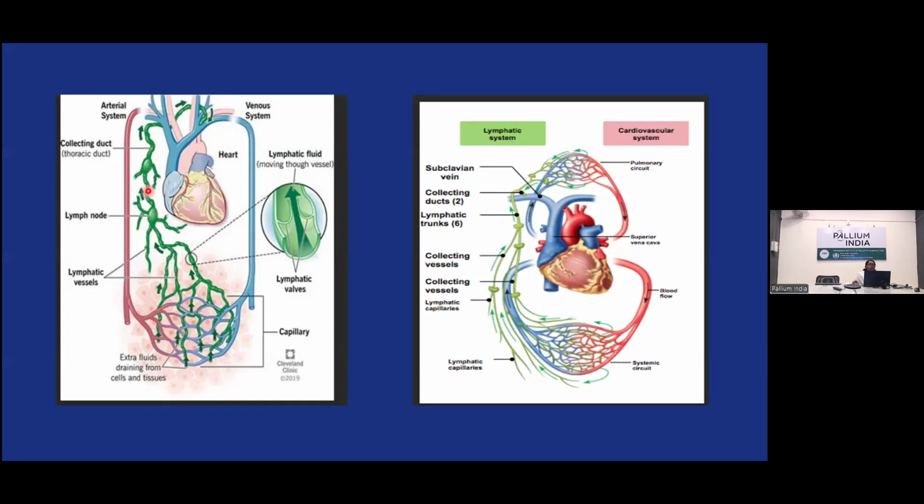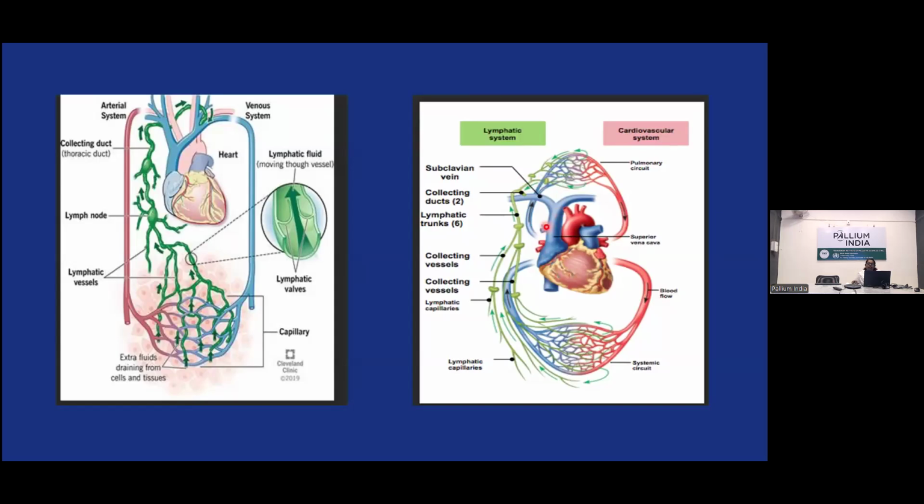Again, it goes to the lymphatic vessels. If there is another lymph node nearby, again it goes to the next lymph node, and a second filtration happens. Finally, it goes to the collecting duct, and through that it enters the subclavian vein.